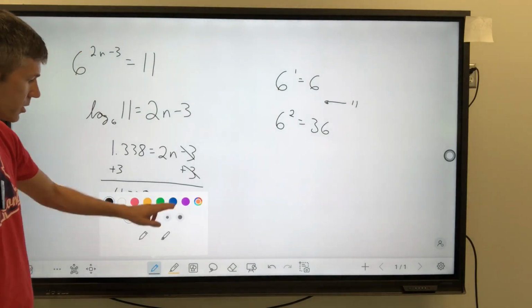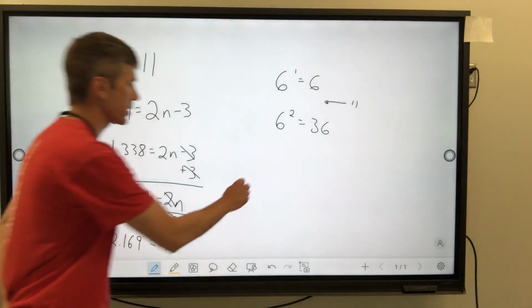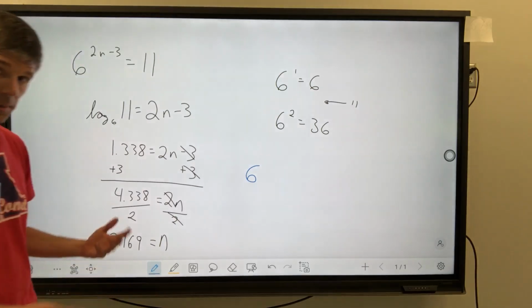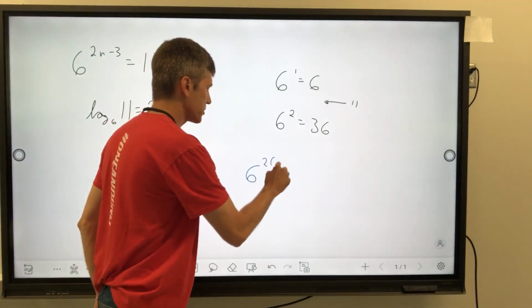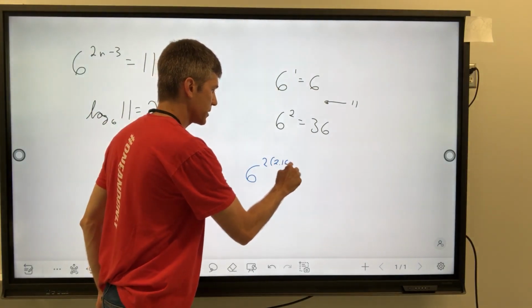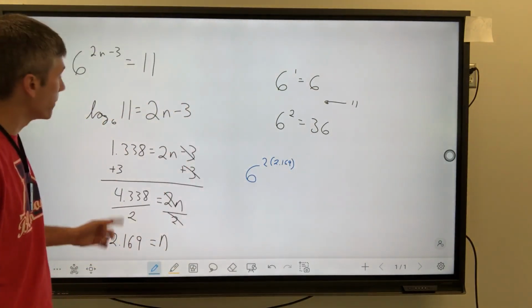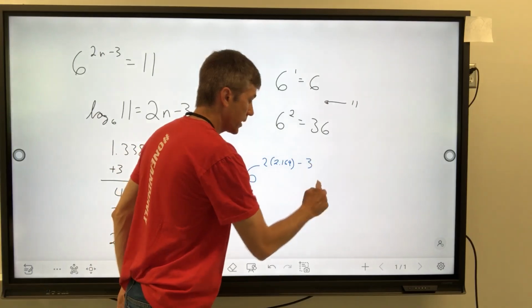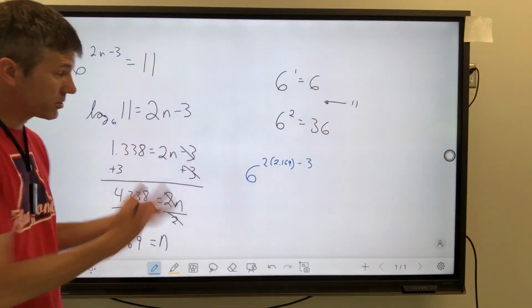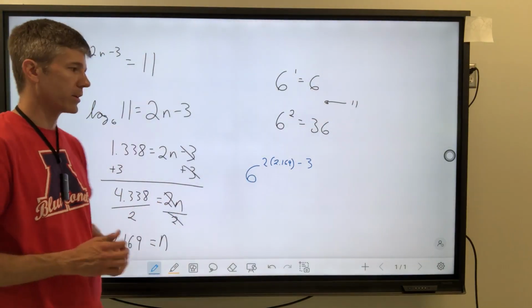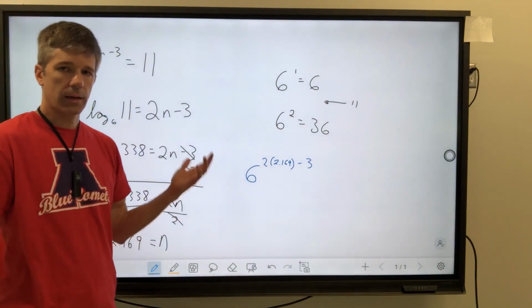So let me switch colors here for a second. We're going to switch to blue, and we're going to go 6 to some power. Well, 6 to the 2n minus 3. Okay, so 2 times 2.169, because that's what n was, and then minus 3. It better give me 11, but again, I'm telling you it's not going to because we had to round. So when you type this, you're not going to get exactly 11. You're going to get like 10.9999 or something like that.